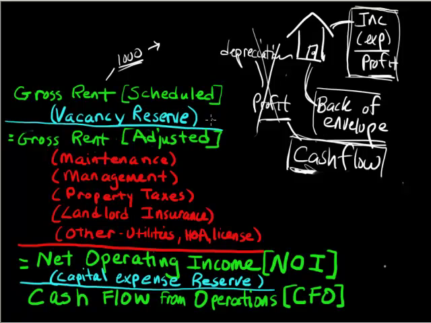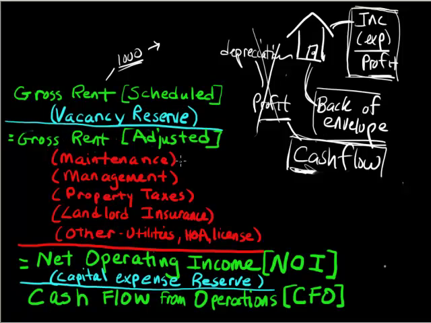And this can vary a lot, but when we look at some examples later on, some case studies, you'll see what some typical vacancies are. But just for now, know that you'll take out some kind of percentage from the gross rent, and then you'll end up having a gross rent that's adjusted for vacancy. So it's called the gross adjusted rent. And so that's the point then that we start taking out the rest of the expenses here in red.